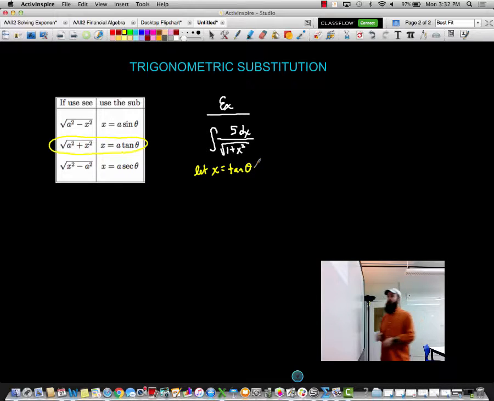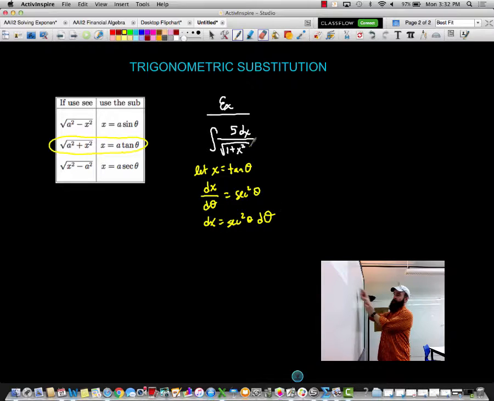Now, when you do a substitution, whether it's u substitution or trig substitution, you always have to replace not only the variable, but the d variable, the differential there. So I'm going to find the derivative in order to get the differential. And the derivative of tangent is secant squared. And that means that dx is secant squared of theta times d theta. Okay? So now I'm going to do the substitution part. I'm going to replace the x in this integral with tangent theta and the dx in this integral with secant squared theta d theta.